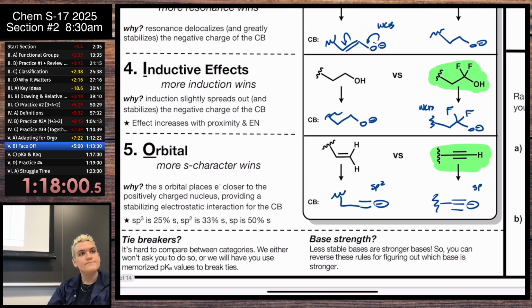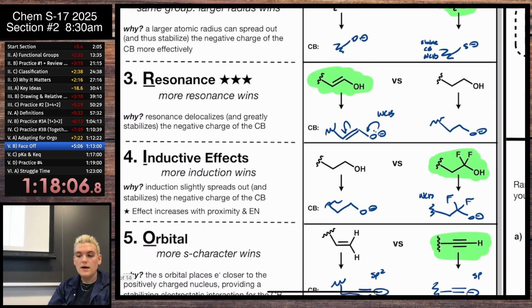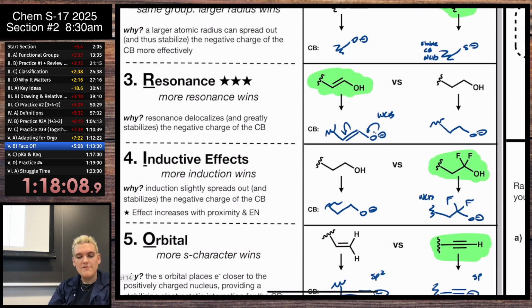How do you know when induction is occurring rather than resonance? That's a great question. So for resonance, you have to be able to draw resonance structures. You need p orbitals. Induction's typically only with things that are electronegative, but resonance can happen on a lot of different types of atoms. Like here we have it on carbons. So for induction, you are really only looking for halogens like fluorine and chlorine.